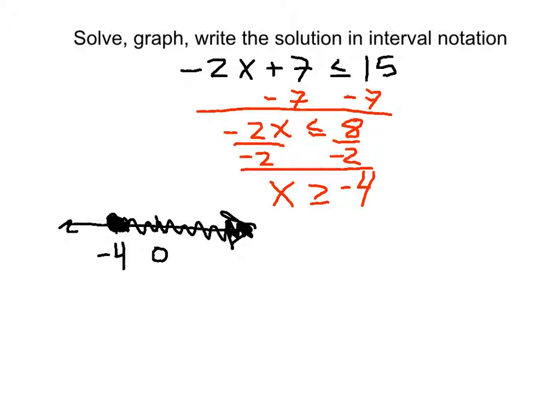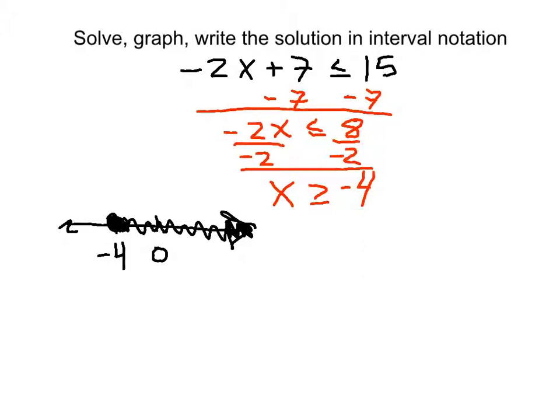Now, using interval notation, we still want to graph to compare our solutions here, but we don't really have to, because we can write the smallest number that satisfies the inequality, comma, the largest number that satisfies the inequality, and we're going to put that between parentheses or brackets depending on whether or not that number is included.